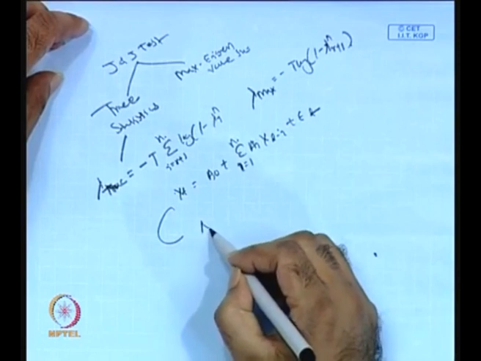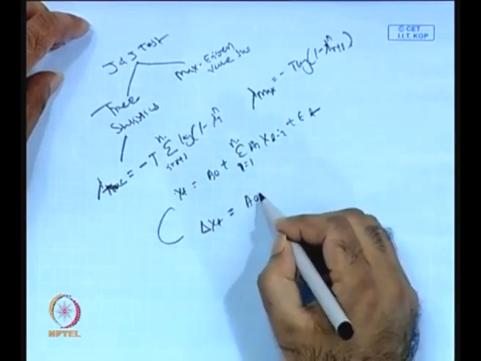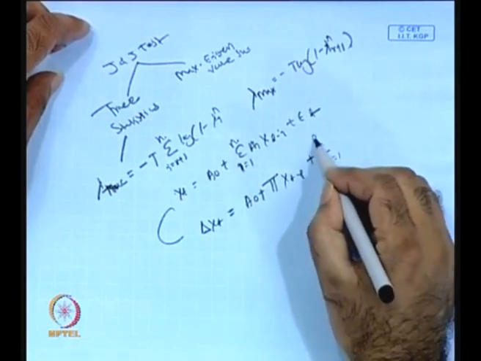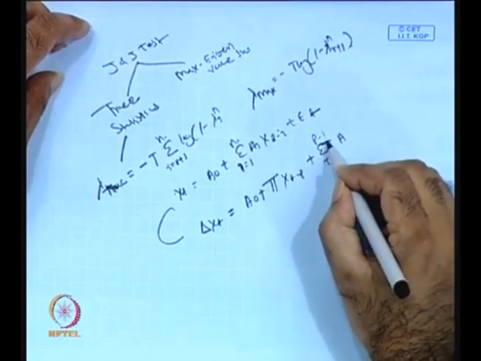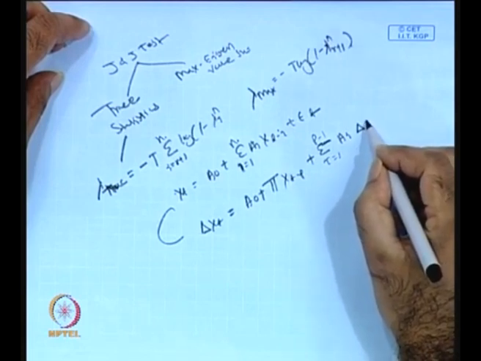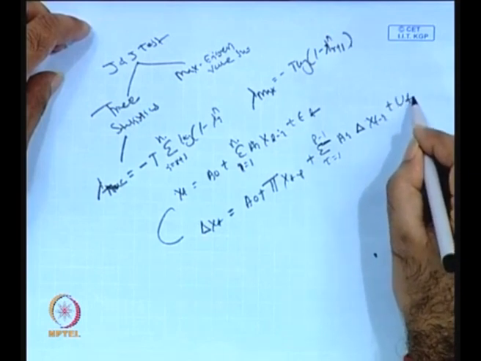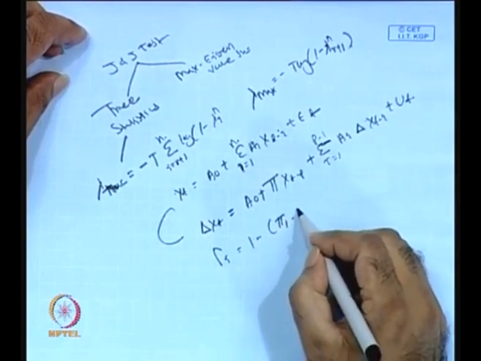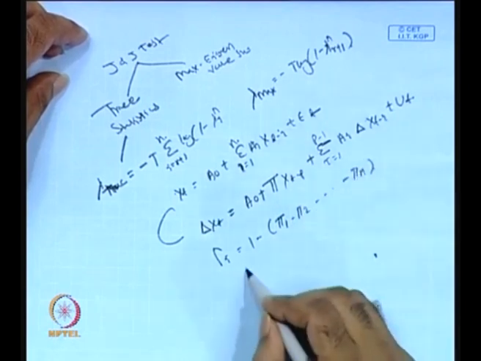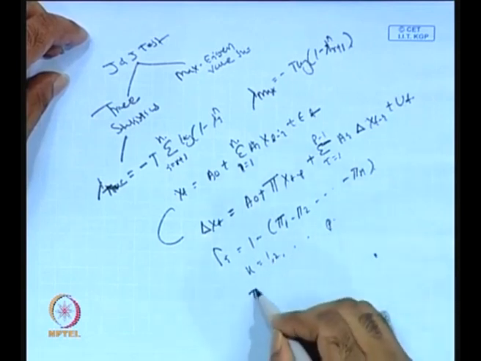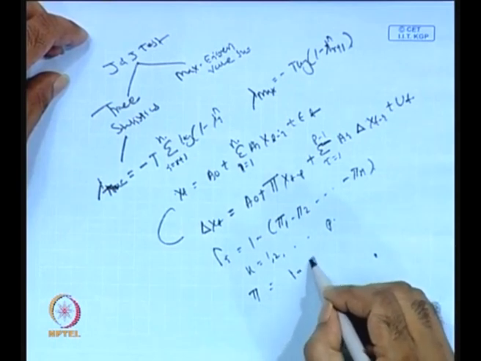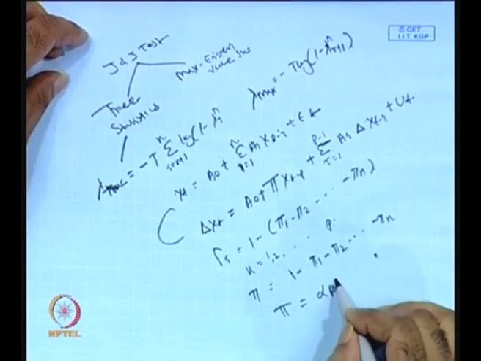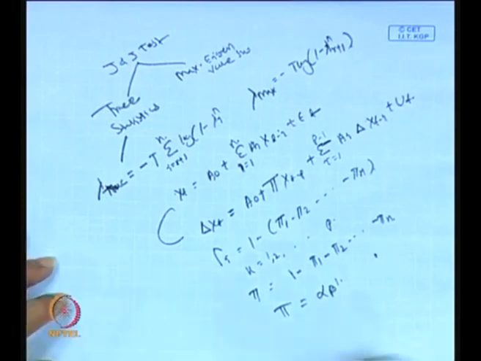This can be rewritten as delta x t equal to a 0 plus pi x t minus p, plus summation i equal to 1 to p minus 1 of gamma i delta x t minus i, plus u t. Here pi equals 1 minus pi 1 minus pi 2 minus ... minus pi n. Obviously, this is nothing but alpha times beta coefficient. So, these are all the derivations.